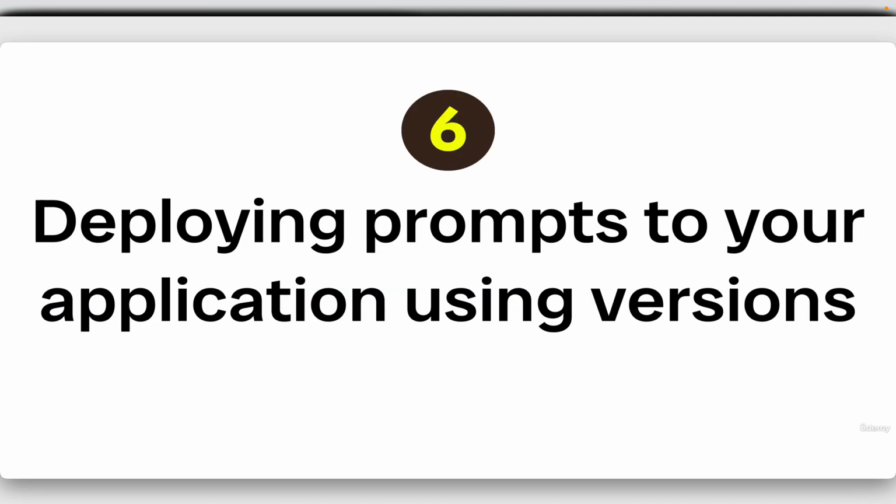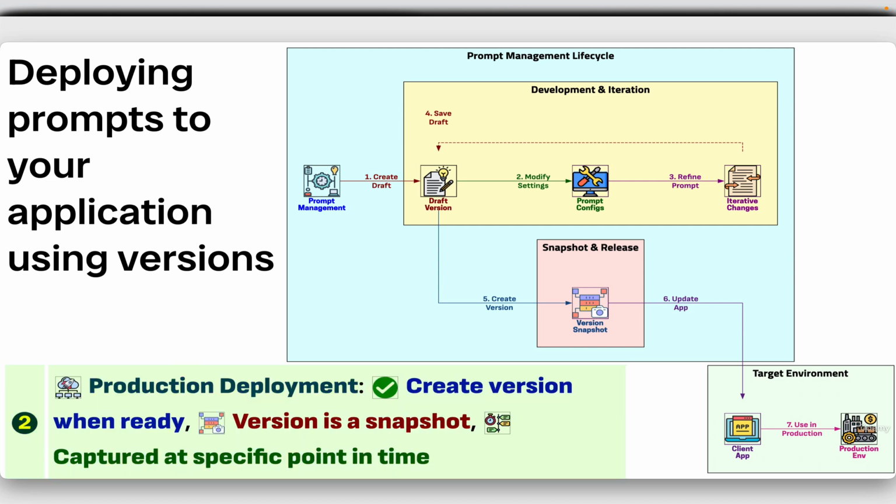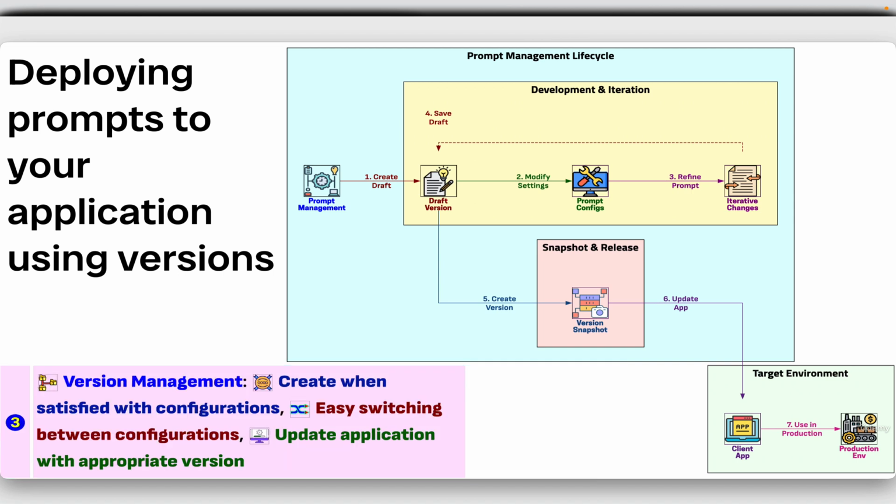So the next topic is deploying prompts to your applications using versions. When you save your prompt, you create a draft version of it, and that allows you to keep iterating on the draft by modifying the prompt and its configurations. When you are ready to deploy a prompt to production, you create a version, which acts as a snapshot of your prompt captured at a specific point in time. You should create versions of your prompt when you are satisfied with a set of configurations, as this allows you to easily switch between different configurations and update your application with the most appropriate version.